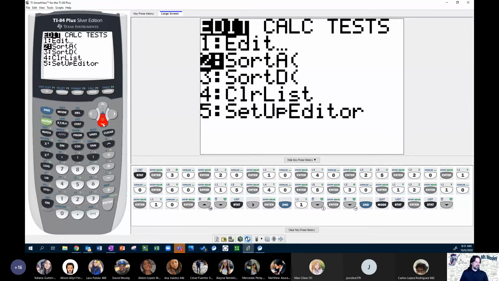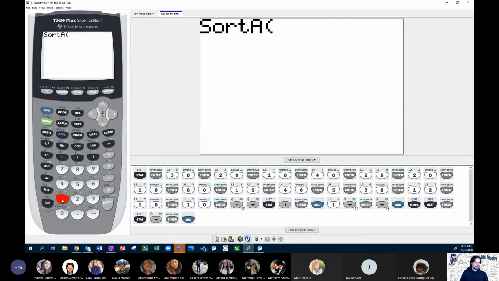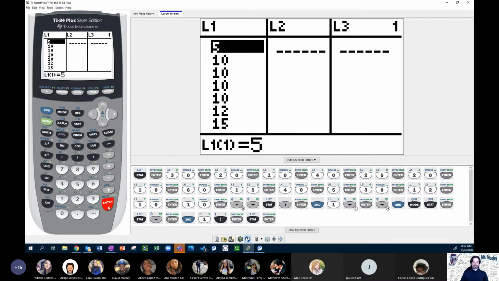So if I select the second option here and say Sort A, I'll then put in second 1, which puts in L1, which is list 1. Hit Enter. It's going to say it's done. So now when I go back to my list, now it's in order. Which would make it, if I'm manually making a dot plot, much easier for me to go just from left to right on my number line and fill in my dots.